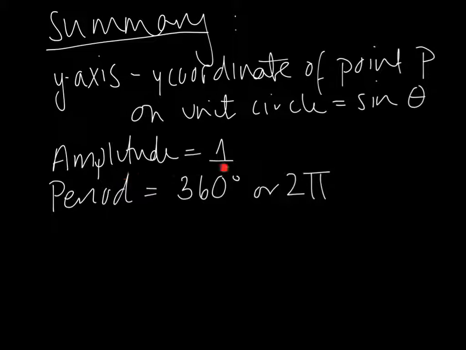The amplitude for this graph is 1. That's how much it's displaced from the x-axis, so it goes above the x-axis or below it, and the period was 360 or 2 pi. That was how long it took to go through one rotation.